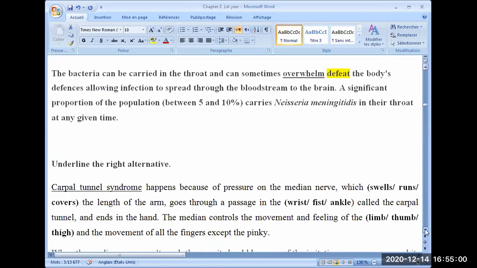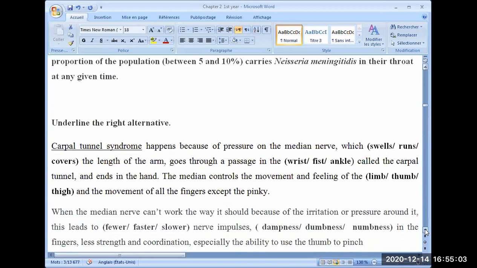Let's now carry on with this exercise. The previous one was about meningitis, and this one is about carpal tunnel syndrome. The word carpal here is an adjective referring to which noun? Carpal. Not carp, not the hand, not carpet, of course. The wrist. The wrist.